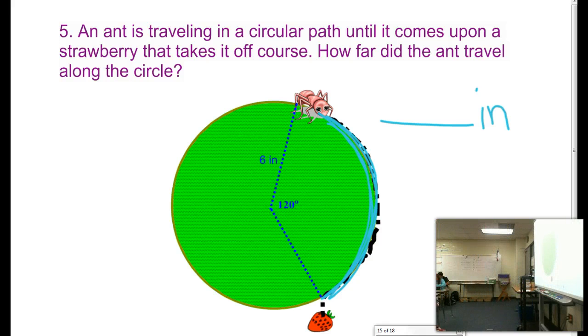Done? Done. When you're done, raise your hand and I'll give you your worksheet. No, press pi. Let's round to the nearest tenth. Raise your hand when you have it.